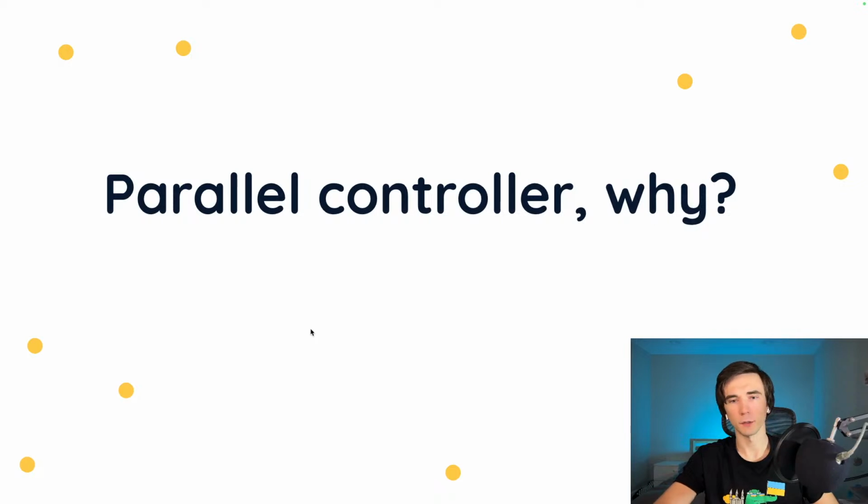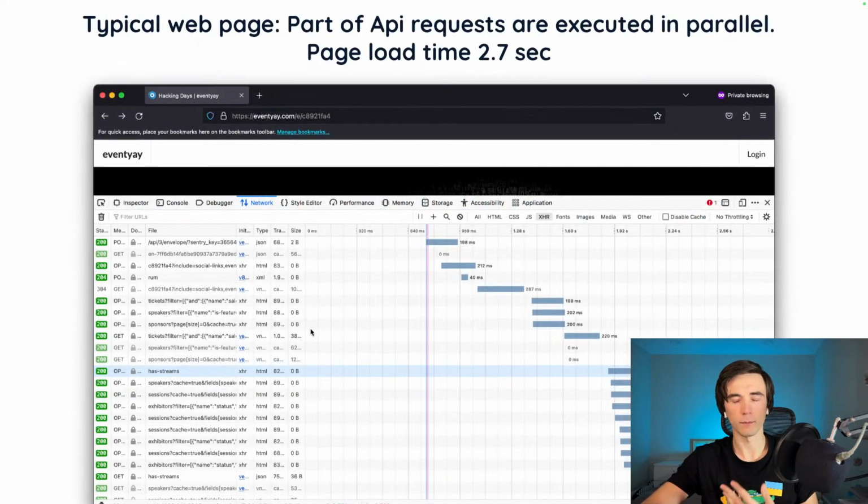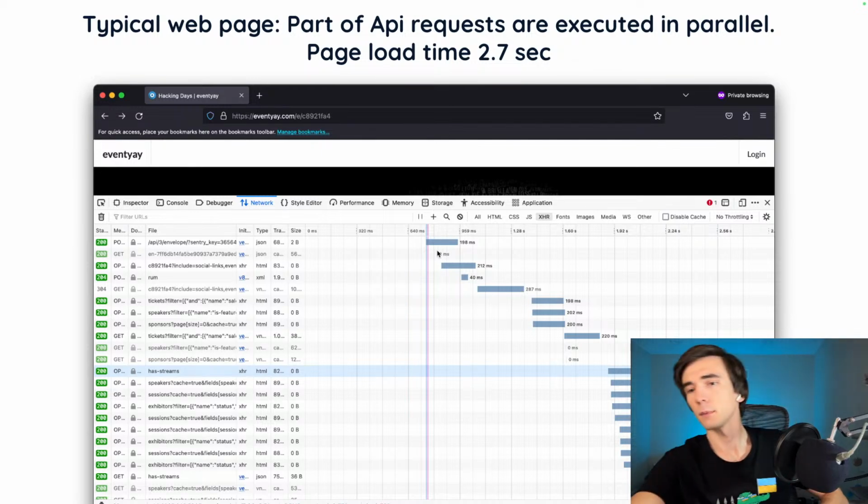So what is the parallel controller and why do we need it? In typical modern applications, we are trying to make them as fast as possible. And one of the approaches is, let's say we have an application in a browser, to send requests to the backend in parallel, not sequentially as it was 10 years ago, but up to 6 parallel requests, which is what browsers allow you to send right now. So on this screen, let me find.